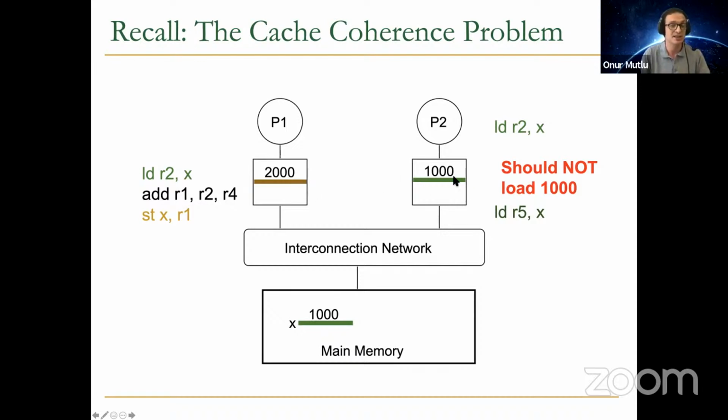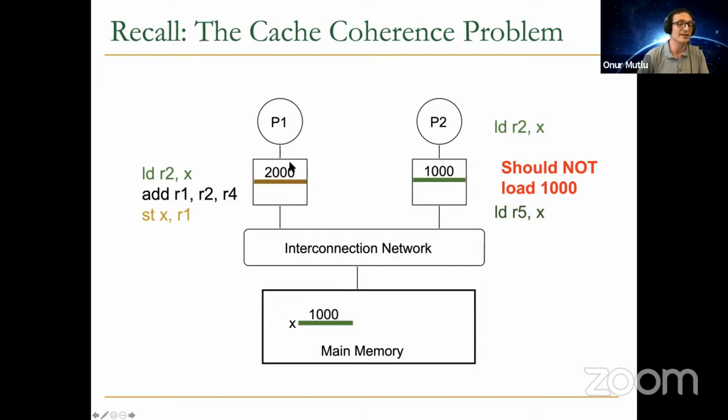And then the question becomes, who should ensure this, right? It turns out you could actually do this in software with virtual memory based protection mechanisms that we will discuss in the next part of this lecture, but it's very costly. But many modern systems provide hardware support so that processor 2 actually gets the correct value, or at least eventually gets the correct value. And that's the idea of a hardware cache coherence protocol.